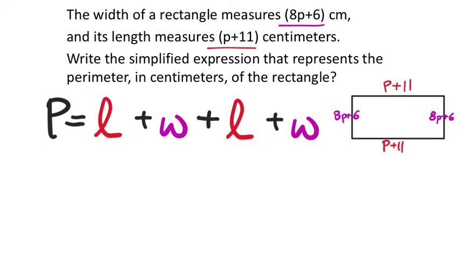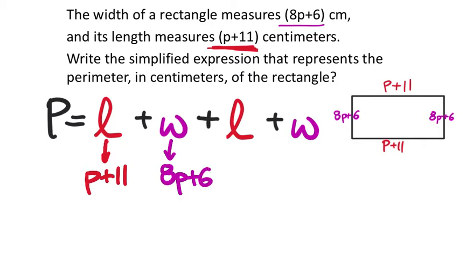Now that I can see this, or hopefully it helps to see it, I'm ready to actually make a new expression. So instead of length, I'm going to replace it with the measurement that it gave us, which is just p plus 11. Also, my widths are going to be replaced with 8p plus 6. So I'm going to do that with the rest of these as well. Okay, so I've got my length, I know it's p plus 11, and then I got my width, which is 8p plus 6.